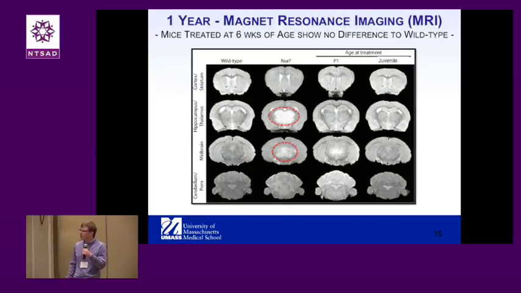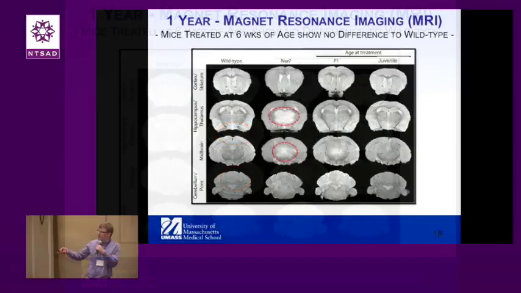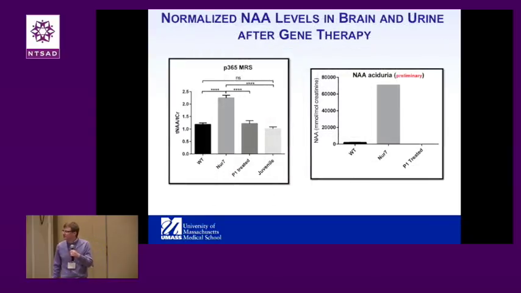Next one, please. And then again, we are looking at MRI to see how the brain in the living animals looks like. Here you see wild-type, untreated CD mouse. You see those white signals. Treated at P1, meaning right after birth. Treated at juvenile age. And you see it's completely normalized, like in wild type.